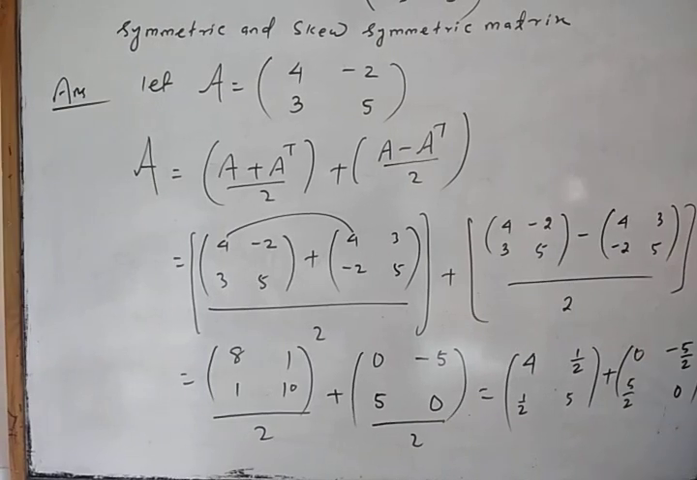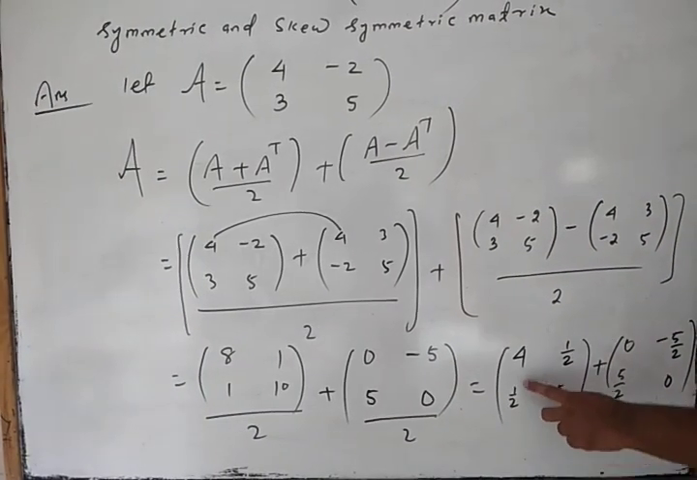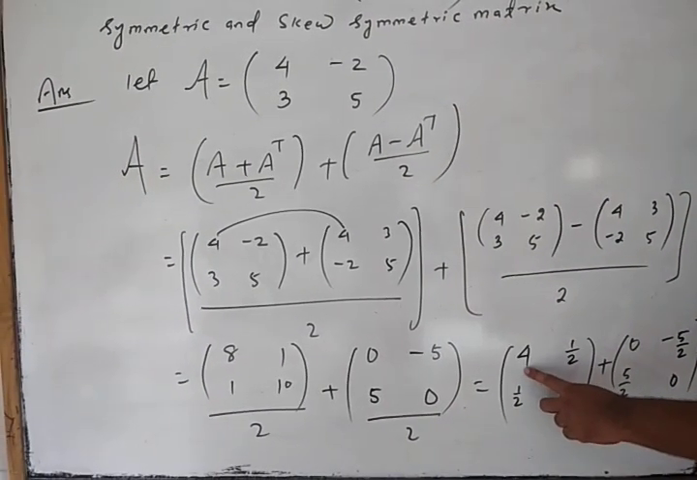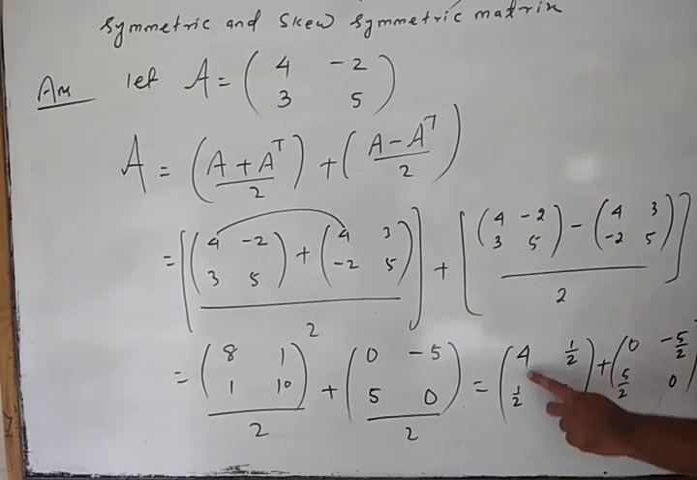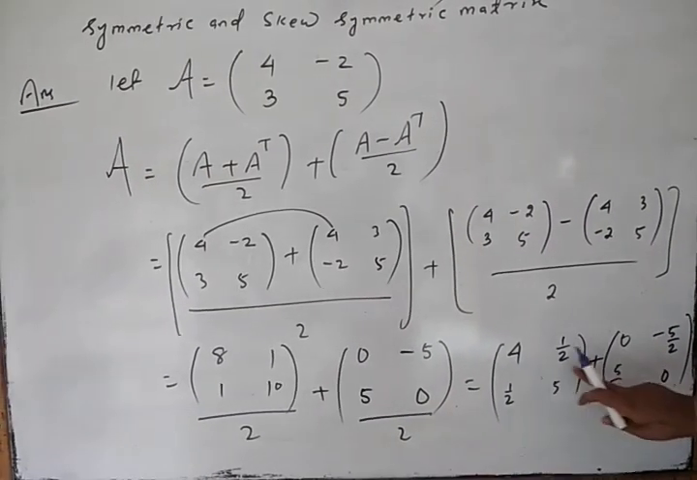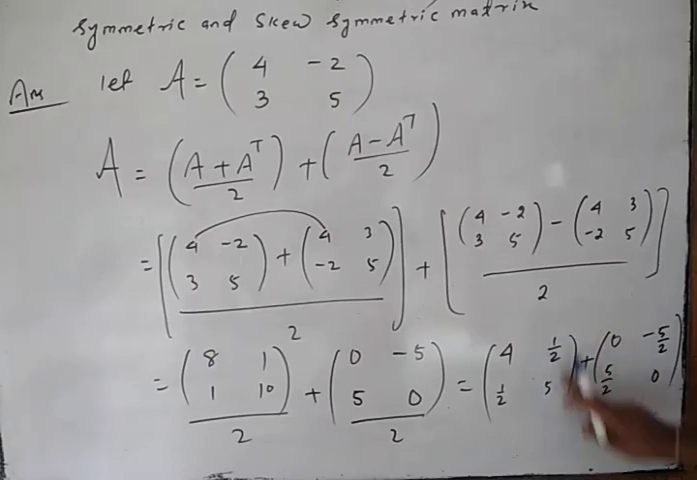So clearly this is a symmetric matrix, because the first row and the first column are the same, and the second row and the second column are the same.